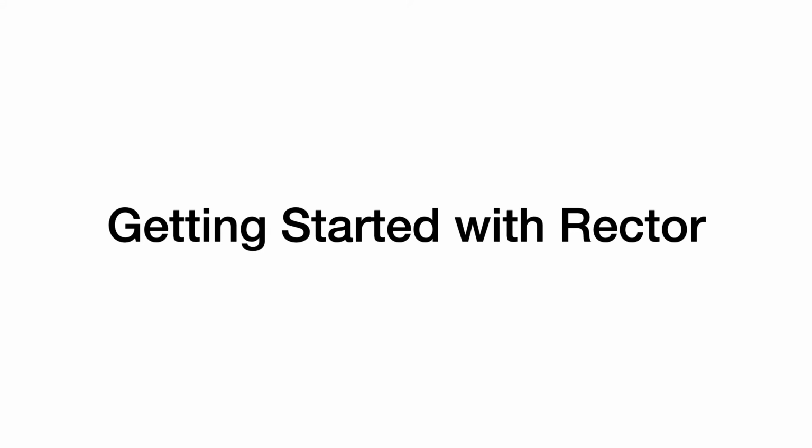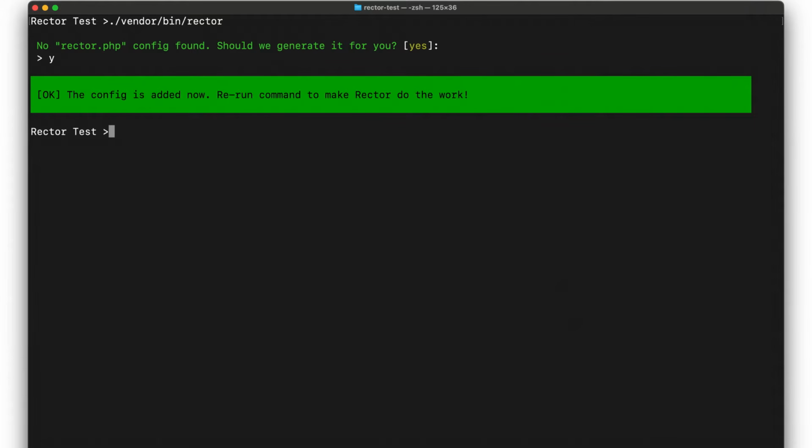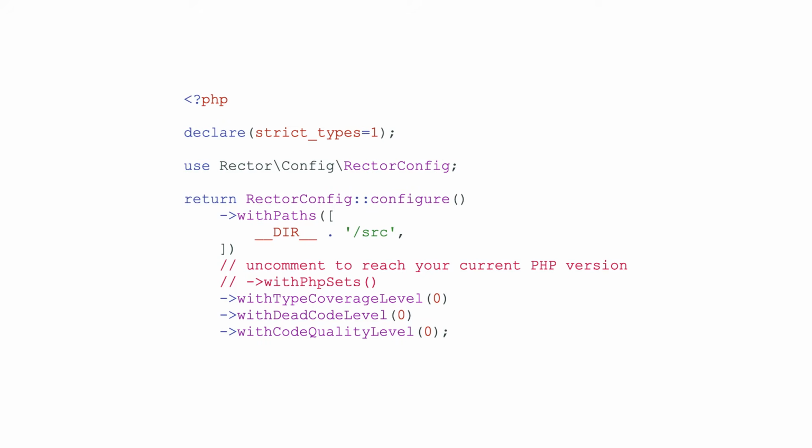Rector, like most of our modern PHP tools, is installed via Composer. Please note the --dev switch so we don't accidentally install it in production. When we run Rector for the first time, it will create a new rector.php file that is going to contain the configuration options for our setup. When we look at the rector.php file, it's going to look something like what's on the screen.